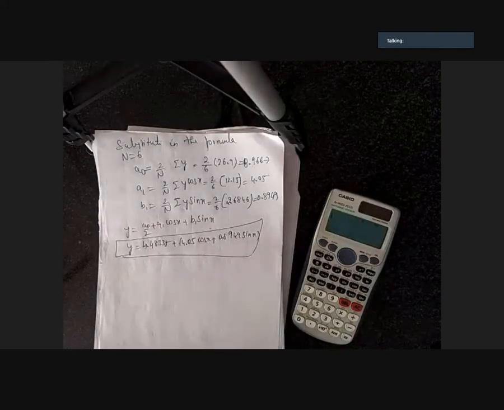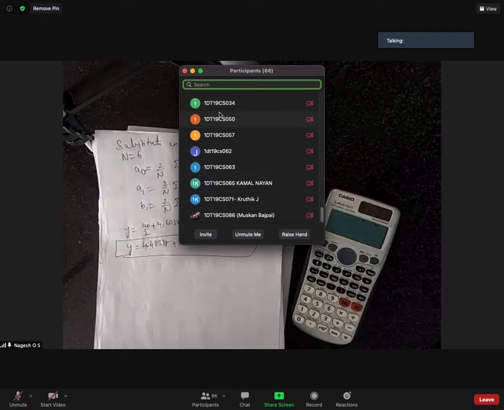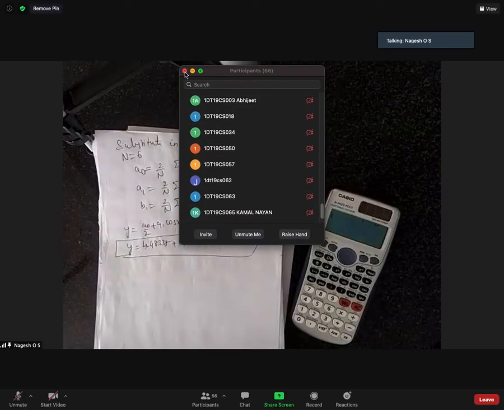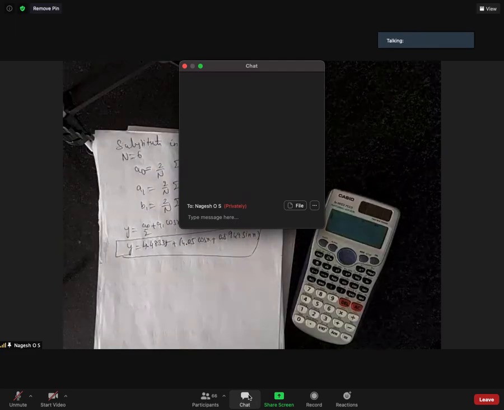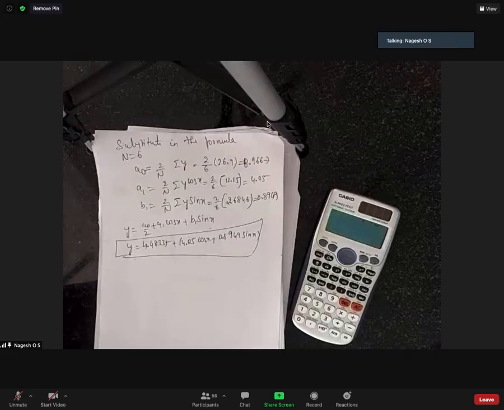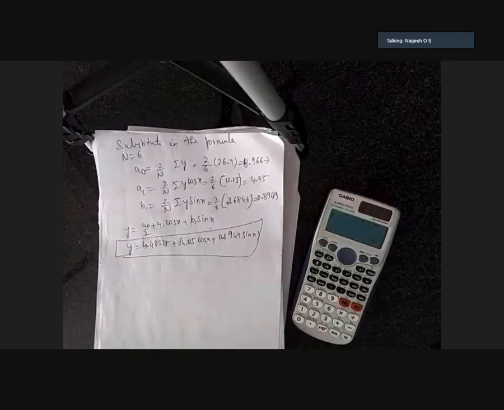Seventeen, 18, still 18 students. 20, 21. Seriously, today I want your attendance, those who are not active in the class. Because this is a very easy concept. If you understand clearly, then it is easy. If you try by yourself, then it is very difficult.